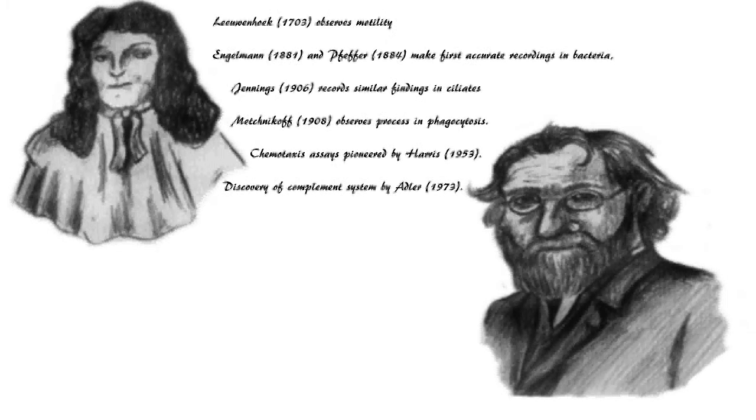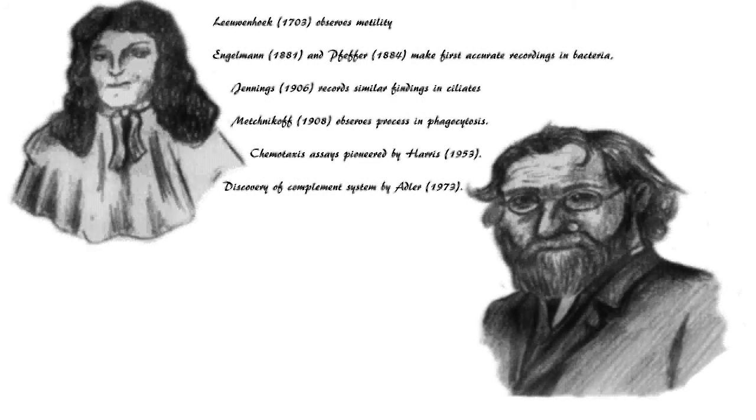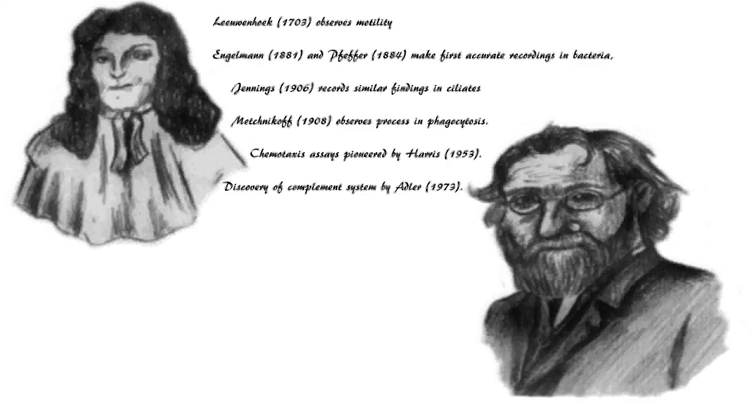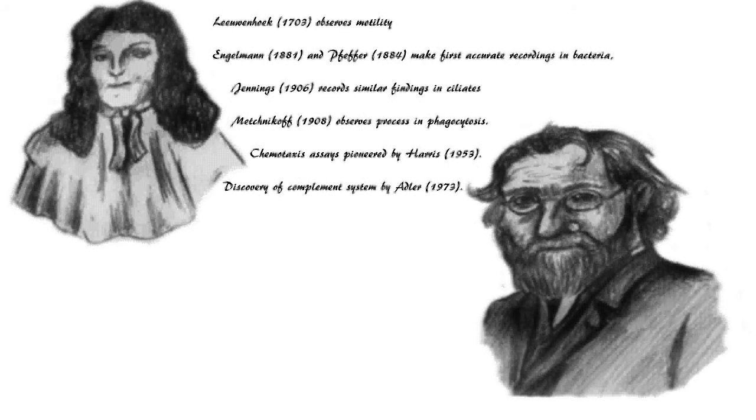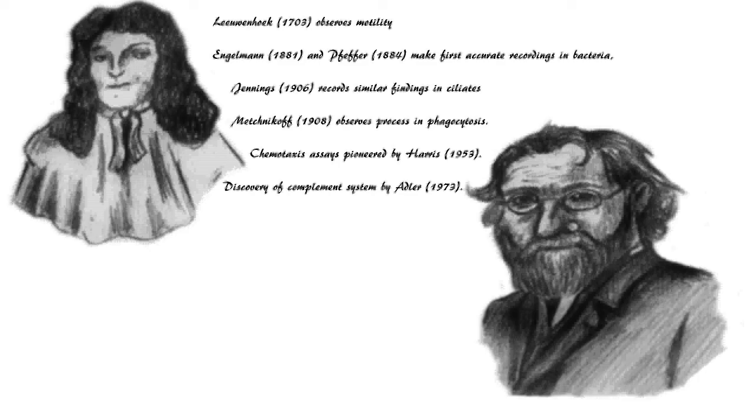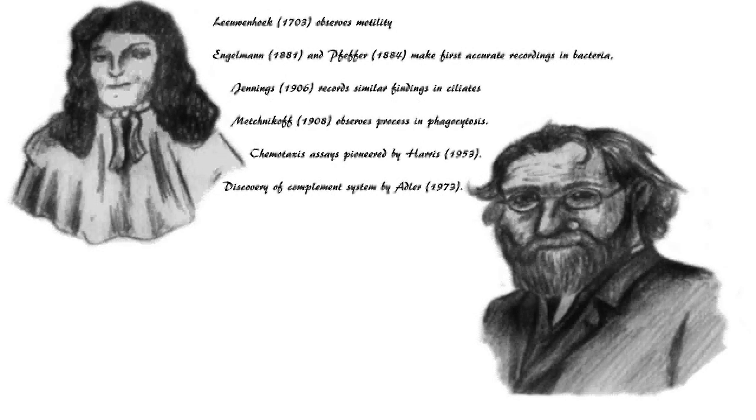Back in 1703, Leeuwenhoek first observes motility. Almost 200 years later, Engelmann in 1881 and Pfeffer in 1884 make the first accurate recordings of bacterial movement. 25 years later, Jennings in 1906 records similar findings in ciliates. In 1908, our bearded friend Metchnikoff observes phagocytosis. 50 years later, chemotaxis assays were pioneered by Harris in 1953, and in more recent time, the discovery of a complement system by Adler in 1973.